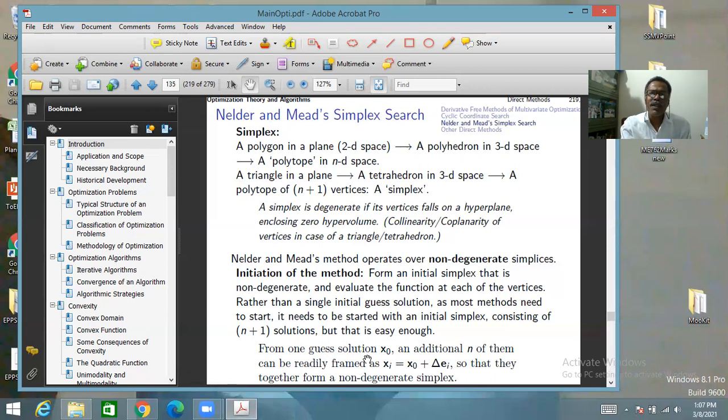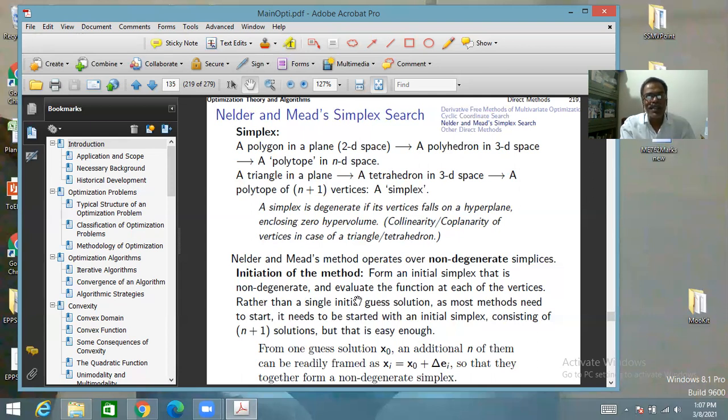So from one guess solution, an additional n can be easily framed like this. In each coordinate direction, you move a little from the current one and you get one more. So one you already had, another n you can generate. So developing a non-degenerate simplex to begin with by hand is absolutely nothing. So now we have got how to initiate the method.